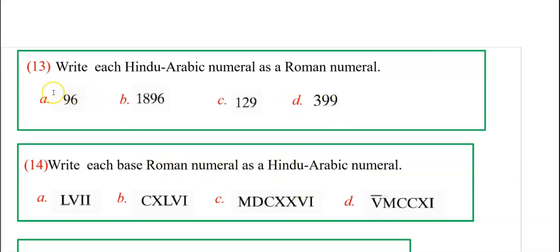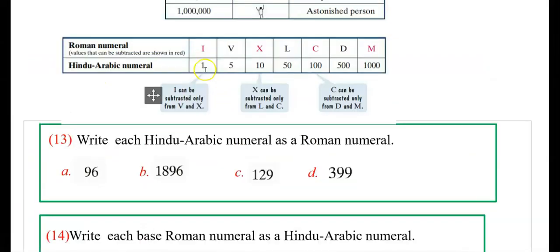Okay, let's do first 96, which is Hindu-Arabic, and you have to write it as a Roman numeral. And here is a table which tells you which Roman numeral equals what in Hindu-Arabic numeral, right? Okay, and there are rules here as well. All right. Question number 13. Write each Hindu-Arabic numeral as a Roman numeral, and part A is 96.